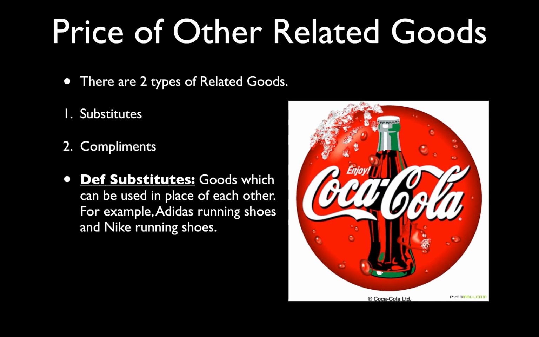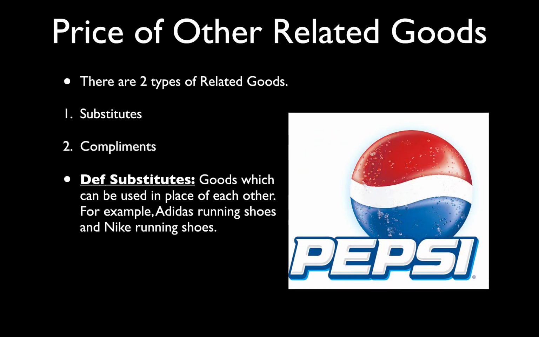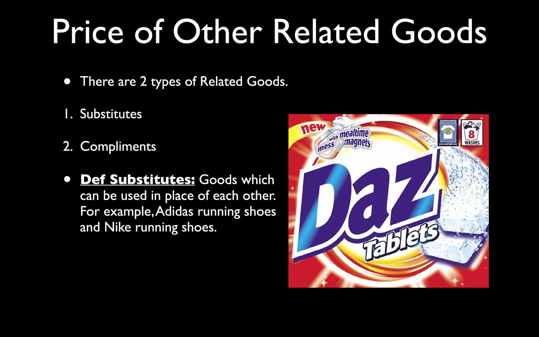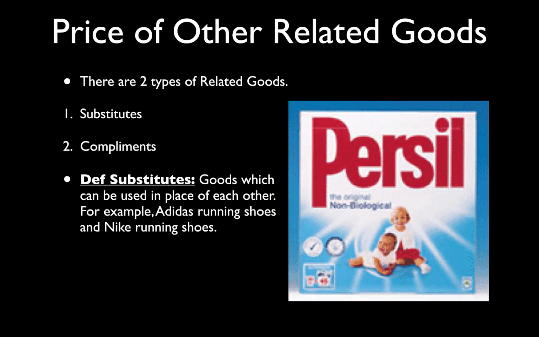The example that they give here is Adidas running shoes and Nike running shoes. That is the definition that you give when asked, or when you think you are required to give the definition of a substitute. So what I'm going to do is just give you a few more. Something like Coke and Pepsi, or something like Daz and Persil. Maybe you have to be European or even Irish to know what this is, but they're both washing up powders. Like Coke and Pepsi, potentially, depending on your taste and preferences, it doesn't have to be perfect.